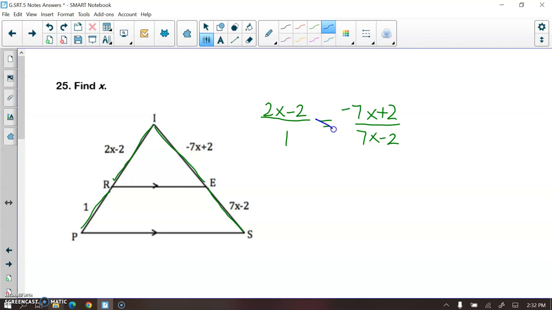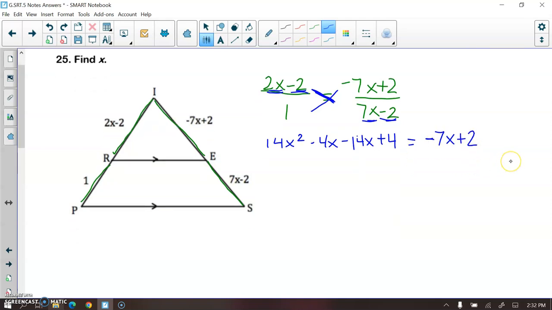When I cross multiply, I need to FOIL here. So 2x times 7x is 14x squared. 2x times negative 2 is negative 4x. Negative 2 times 7x is negative 14x. And negative 2 times negative 2 is plus 4. Equals 1 times negative 7x plus 2, which is just negative 7x plus 2.